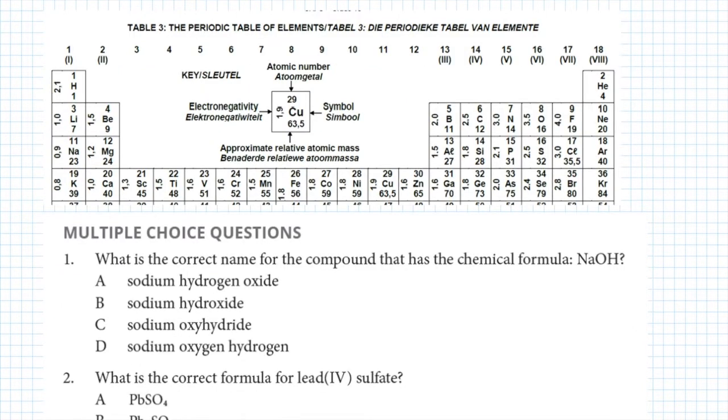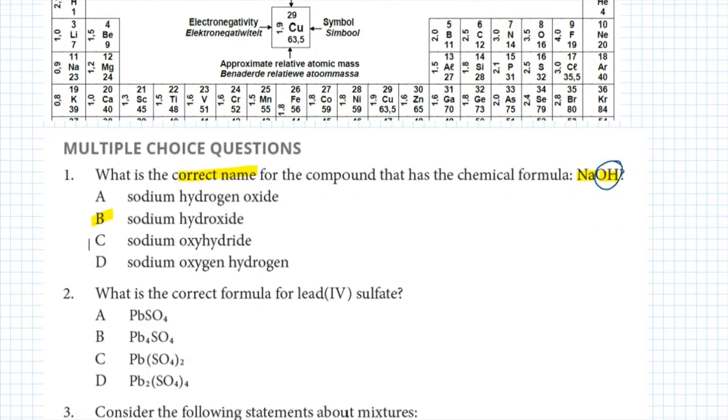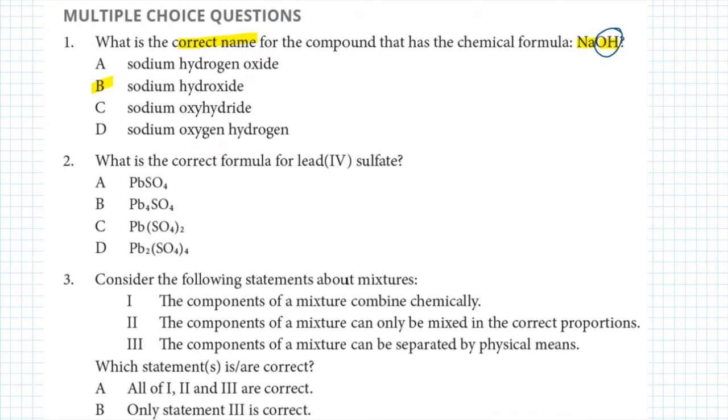Question number 1 says, what is the correct name for the compound that has the chemical formula NaOH? We know that Na is the symbol for sodium, and since we've learned the table of polyatomic ions off by heart, we know that OH is hydroxide. Therefore, the correct answer to question number 1 is sodium hydroxide, and this is B. Option B is the correct answer to question number 1.